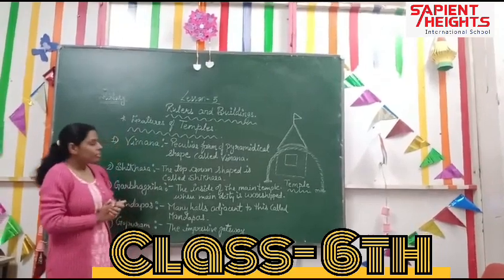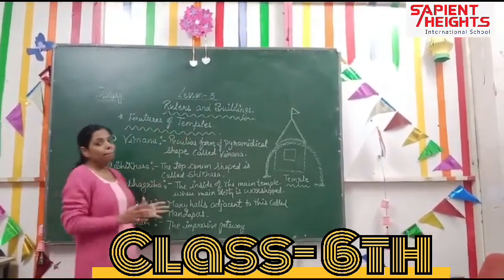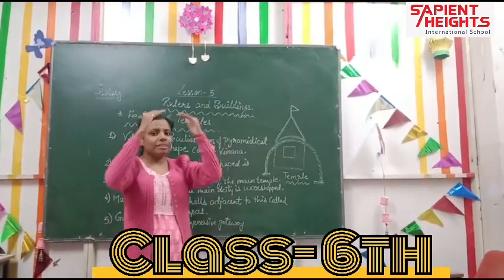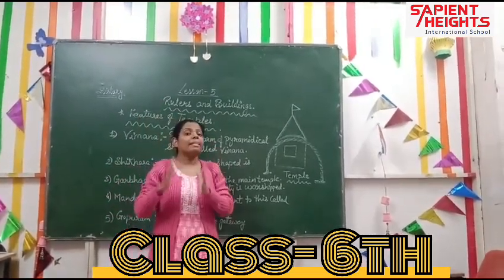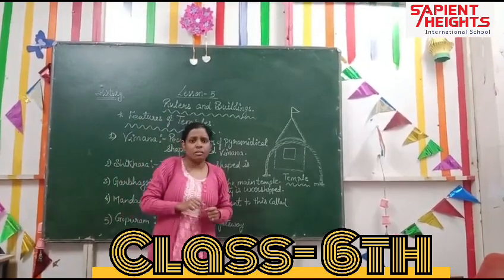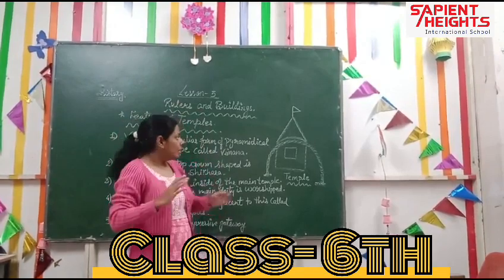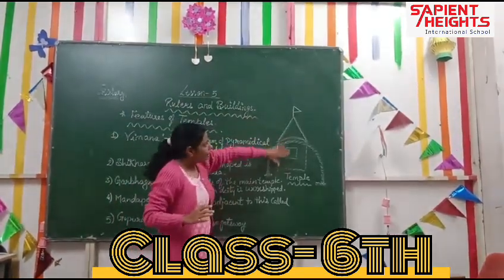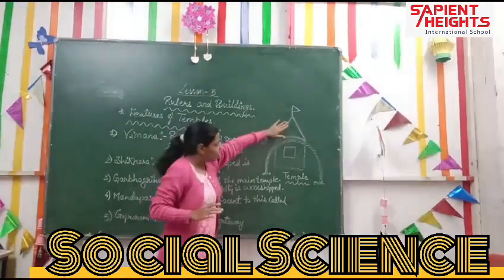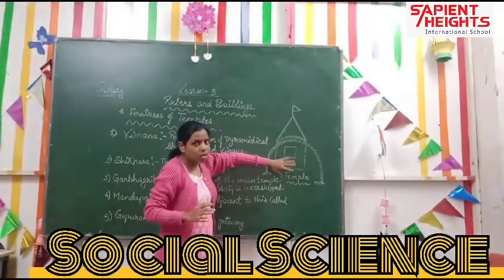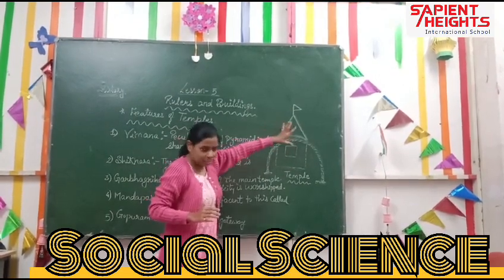Now we are going to read about the features of the temples, means how the temples look. The different parts of the temple are called by different names. In this topic, we cover all the different parts of the temple. As you see here, I made a picture of a temple. There are different parts, the upper part and the lower bottom part, which we call by different names. In this video, we are going to discuss them.